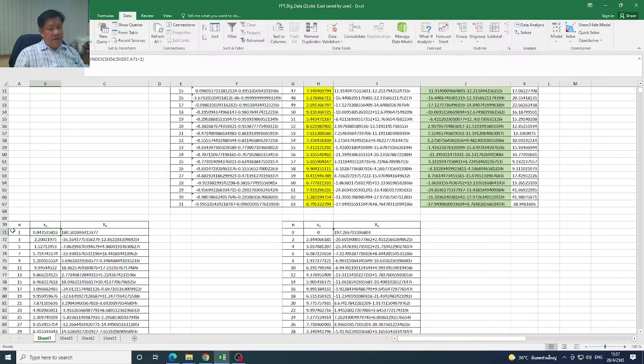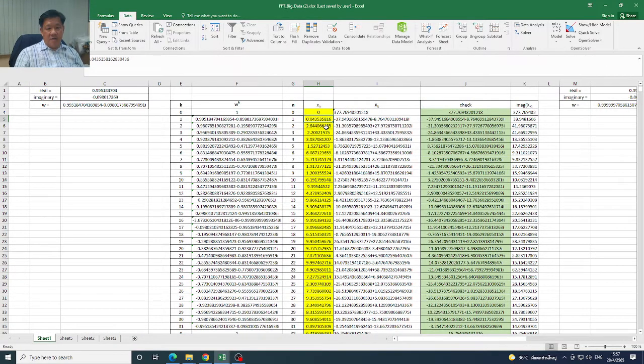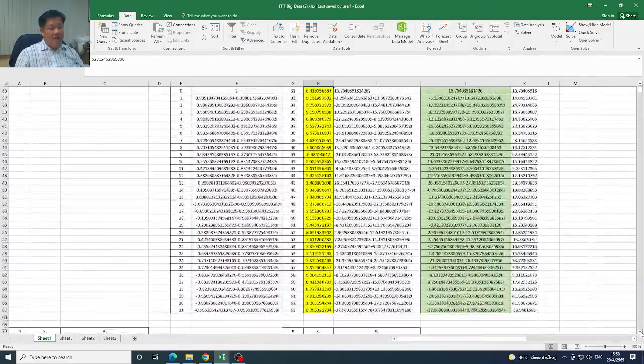When N is only the odd number, it will retrieve the data in this yellow zone just in the odd order, just here like 1 to 3. This is from 1, this is from 3, 1, 3, 5.